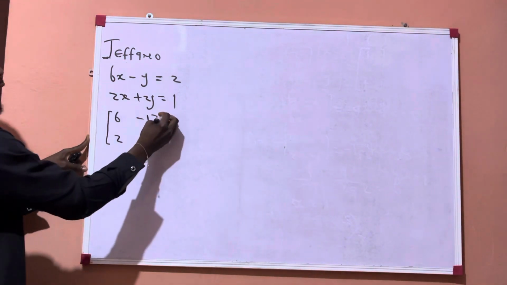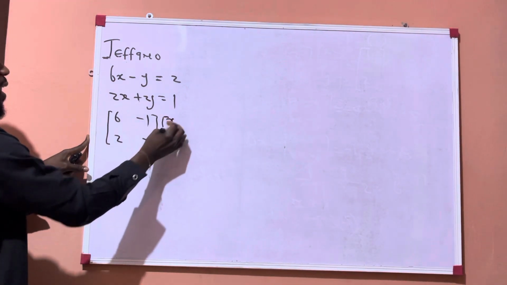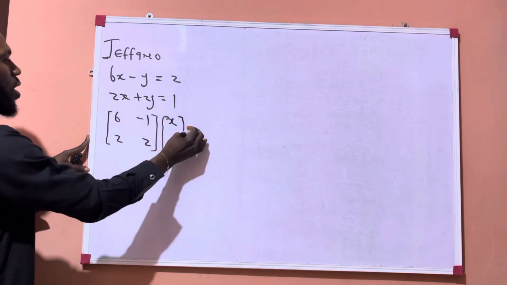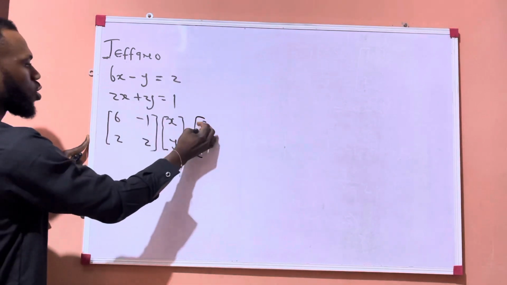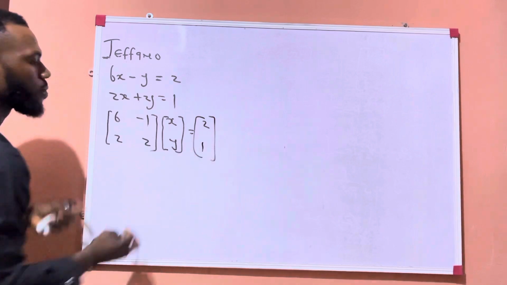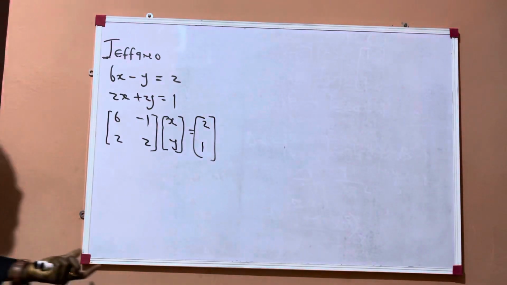Now, what are the variables involved? The variables involved are x and y. Then I close. Equal to, what are the constants? 2 and 1. I close. Okay, now we'll bring it out in matrix form.